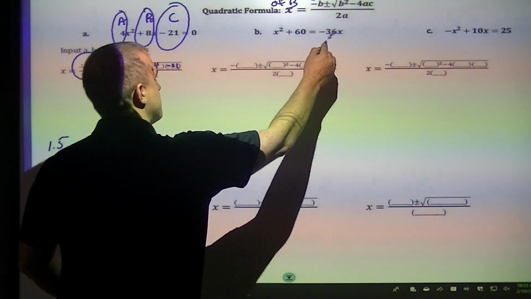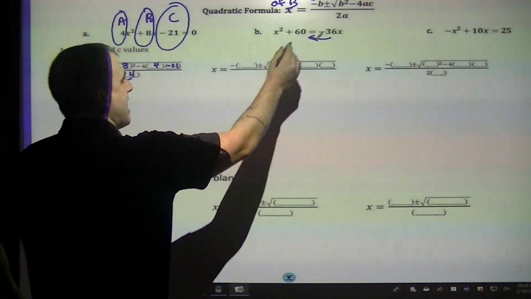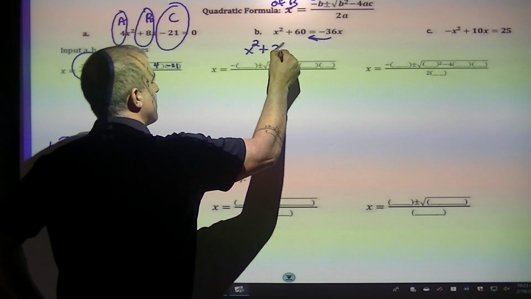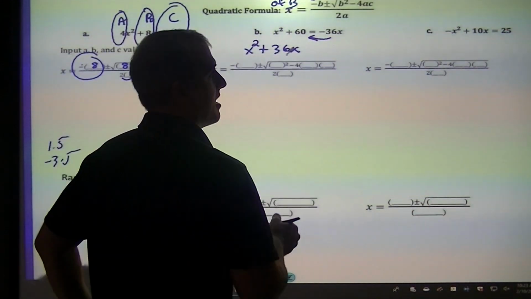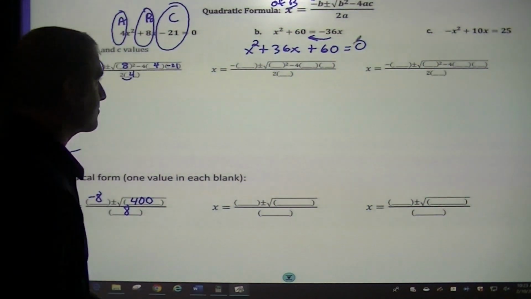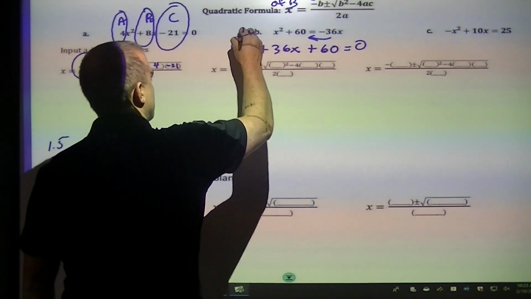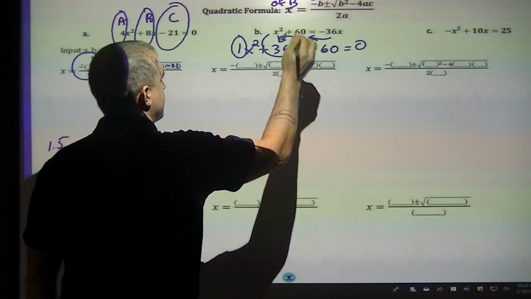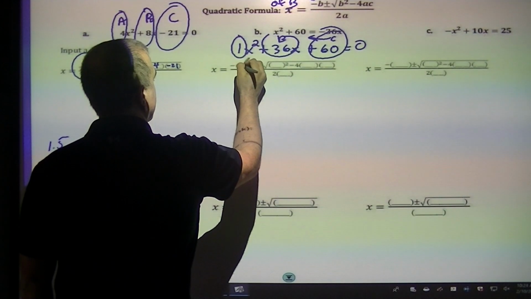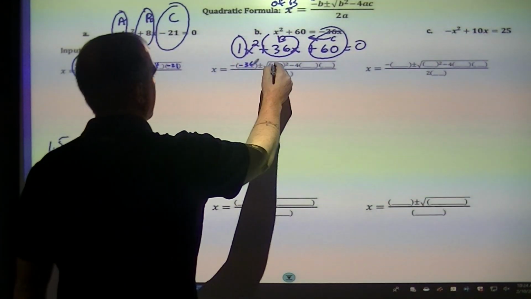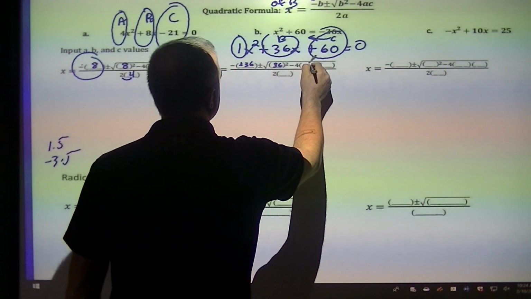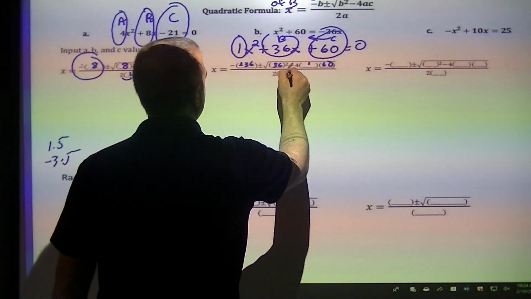This one, I have to move this back over. So what's going to happen when that moves back over? That's going to be x squared, positive 36x, and positive 60 equals 0. All right, so my A here is 1, my B here is 36, and my C here is 60. Okay, I'm sorry, I got 36 there, apologize. 36 here, 1 here, and 60 here, and this would also be a 1.